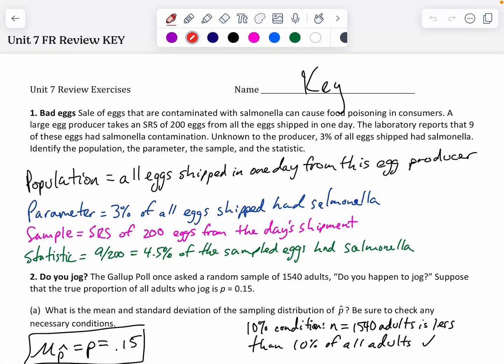All right, so this is going to be a quick explanation of the Unit 7 FR review. Again, highlighting some of the answers, why they are what they are, quick explanations. The key is here, but I'm just talking through it as if you were in class.